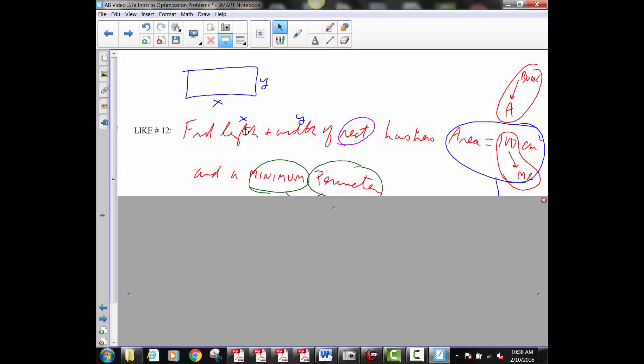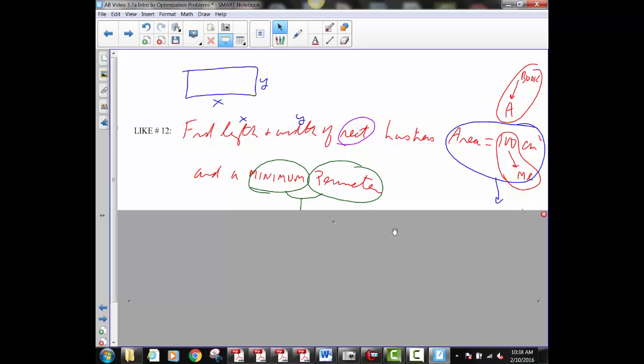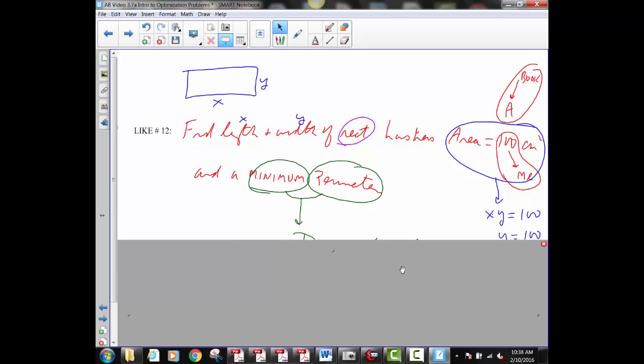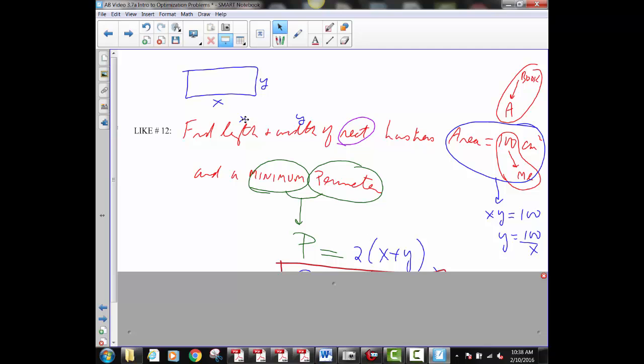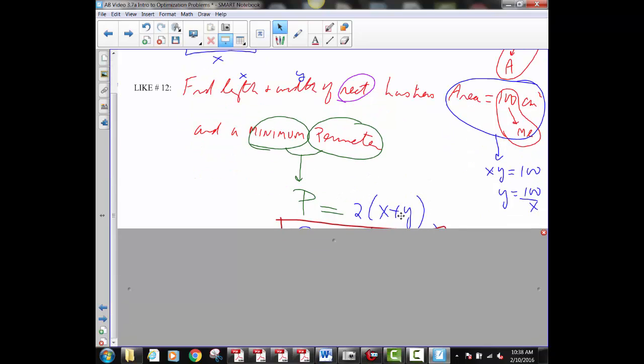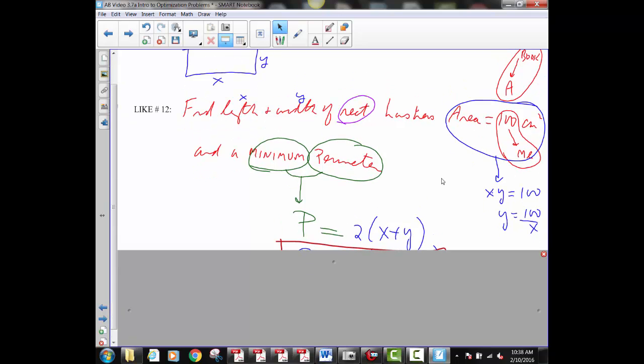Okay, so draw a picture. I called the length X and the width Y. You could call them L and W. I'm trying to minimize the perimeter, so I have P equals, of course, the perimeter would be 2 times X plus Y, but that's too many variables. That's why they gave you the area.